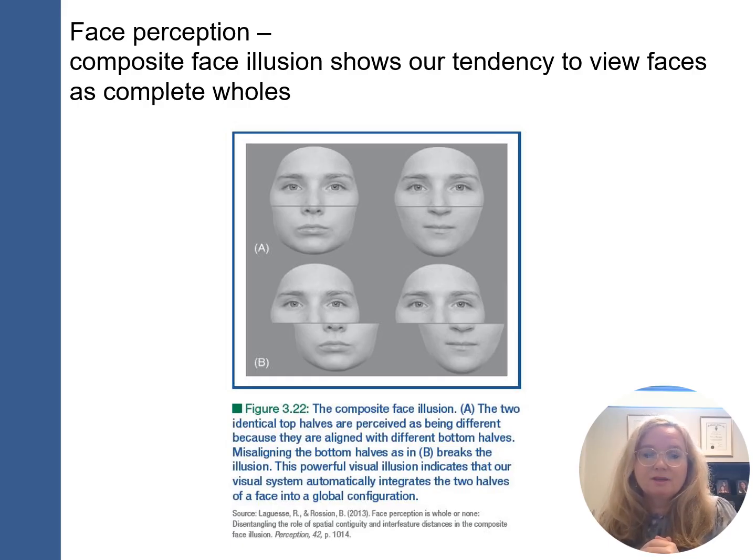So in this example, we have the composite face illusion. In panel A, the two identical top halves are perceived as being different because they're aligned with different bottom halves. Misaligning the bottom halves in B breaks the illusion, and this powerful visual illusion indicates that our visual system automatically integrates the two halves of a face into a global configuration.